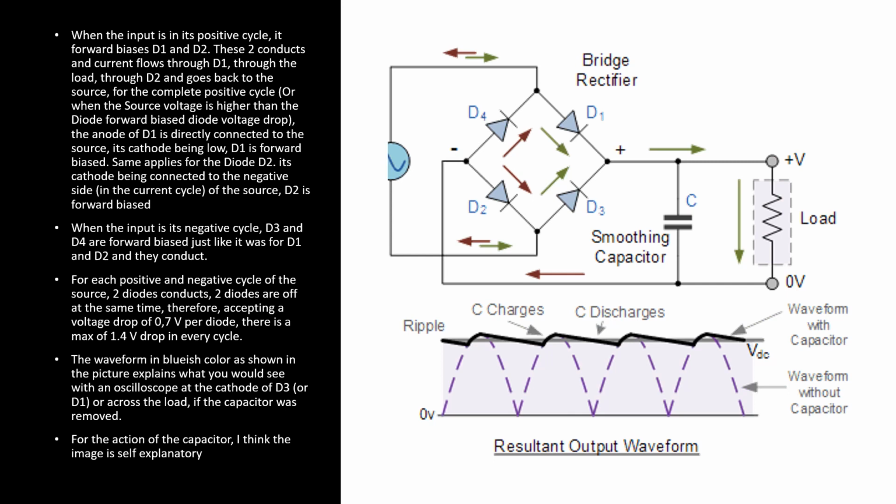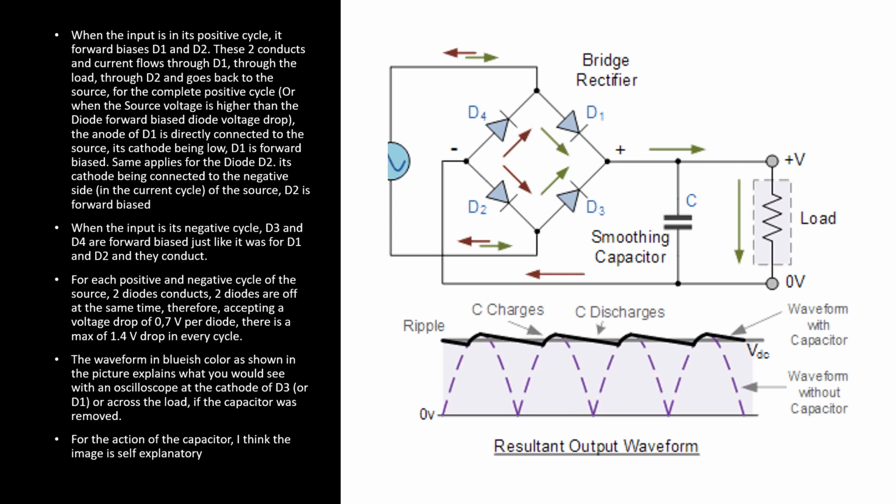For the complete positive cycle, when the source voltage is higher than the diode forward voltage drop, the anode of D1 is directly connected to the source. Its cathode being low, D1 is forward biased. The same applies for diode D2. Its cathode being connected to the negative side in the current cycle of the source, D2 is forward biased.